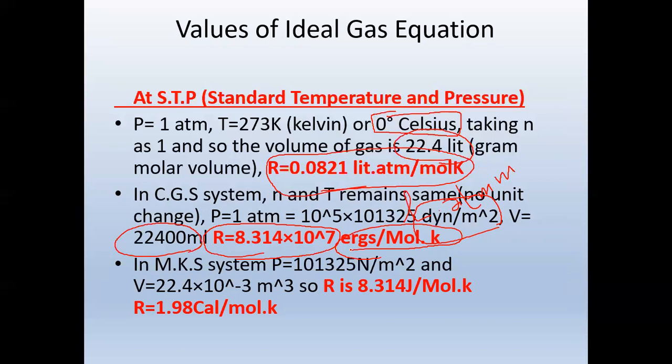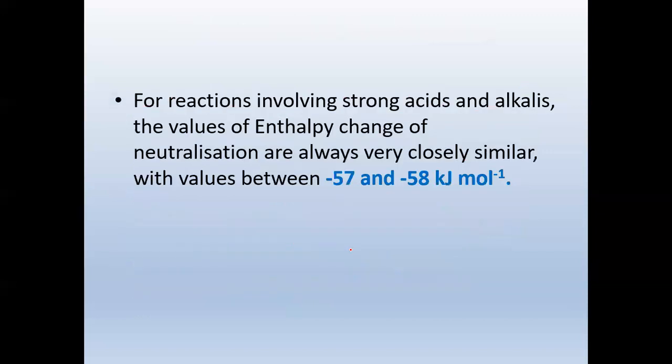So, if you have every value in terms of joule and mole Kelvin, then the value is 8.314, and if calorie per mole Kelvin, it is 1.98. So these are the common values of the gas constant in the ideal gas equation. Please try to memorize this, because in the previous questions that I have discussed, you might have come across this problem multiple times.